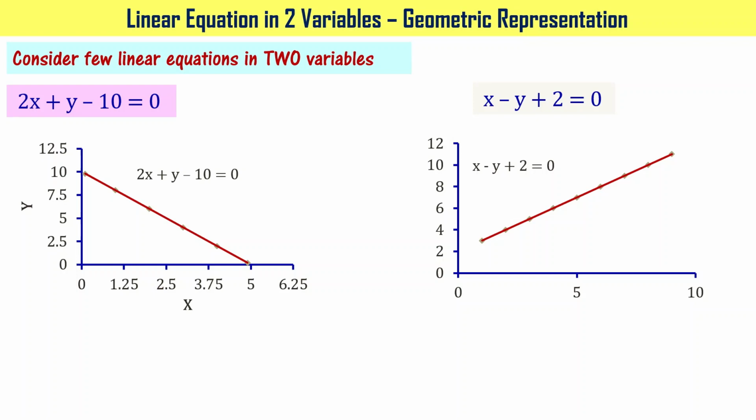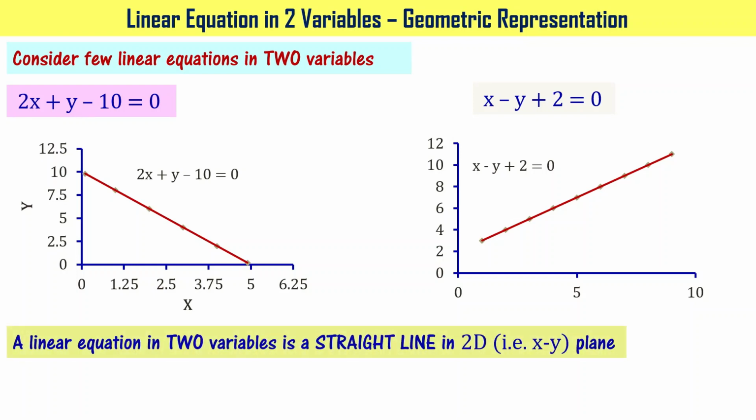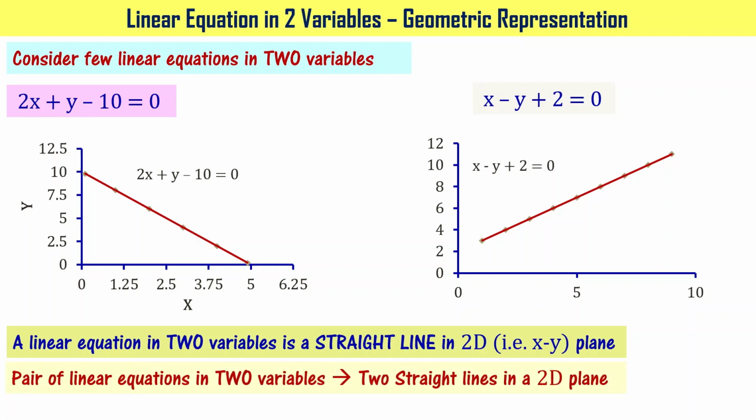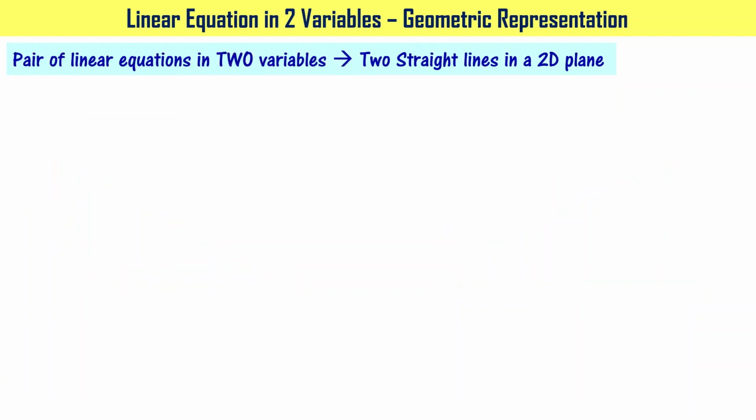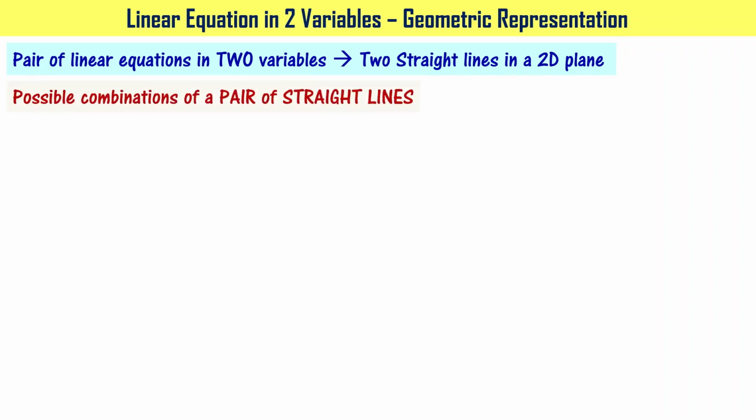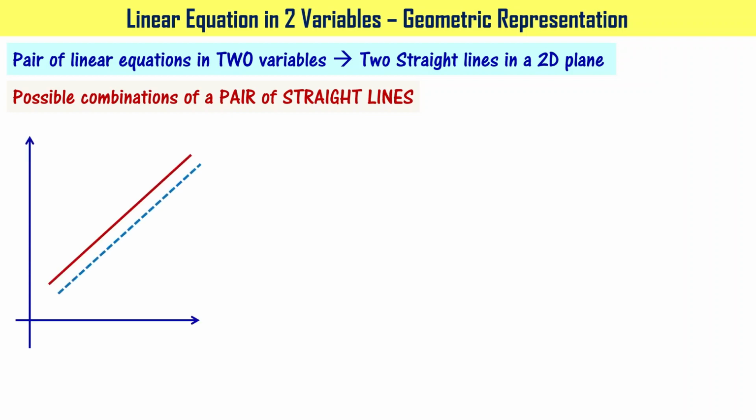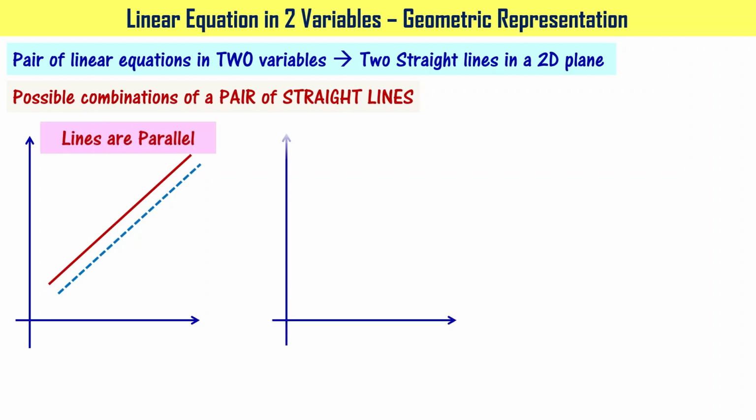When you observe these two, what you can say is a linear equation in two variables is a straight line in 2D plane, right? It means when you have a pair of linear equations in two variables, you will have two straight lines in a 2D plane, right? Please take a note of this. Suppose you have two straight lines in a 2D plane. How they look like? The possible combinations or possible scenarios of pair of linear equations, pair of straight lines is the lines can be parallel lines as shown here. The lines can be intersecting lines as shown here.